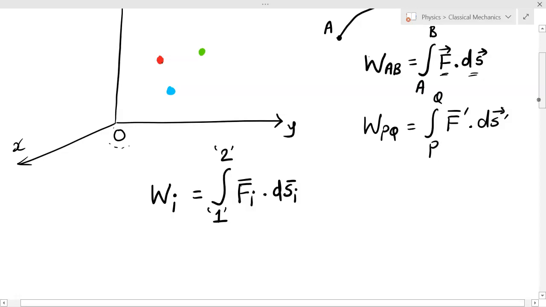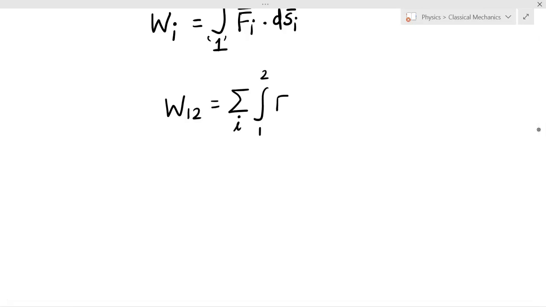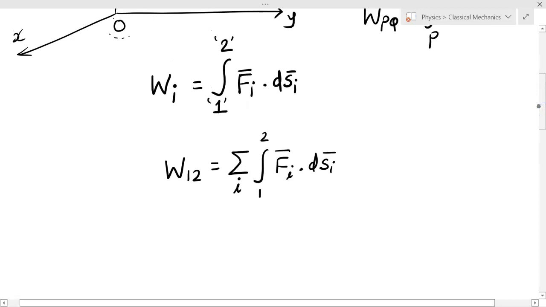Then what will be the work done? Total work done to take it from 1 to 2. So this is for the ith particle. So the total work will be W_12 equals summation over i, from 1 to 2, of F_i bar dot ds_i bar. Now here, if you look, I am putting 1 and 2 limits over here.